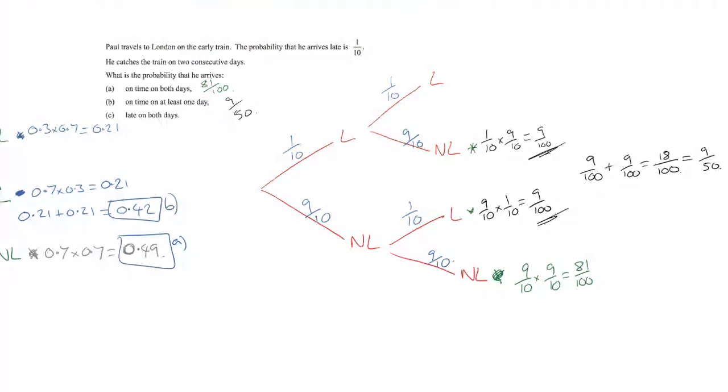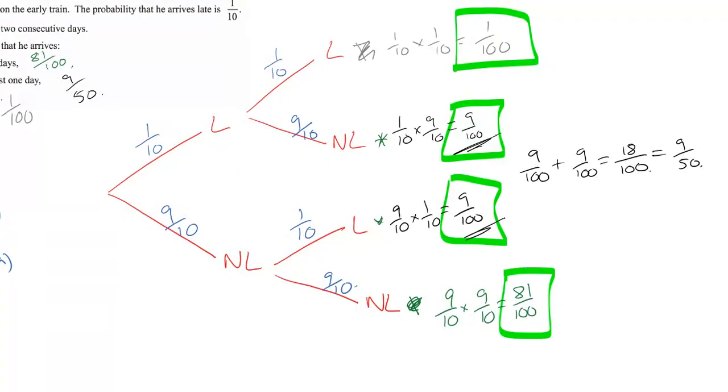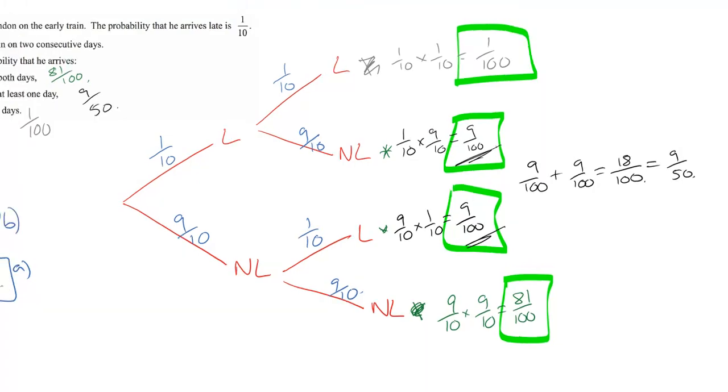Right, late on both days, well, we can find that out as well, can't we? That's going to be this thing here at the top. We're going to have 1 over 10 multiplied by 1 over 10, which is 1 over 100. So we can write that in straight away there. Now, a couple of things to point out is that all of these 4 different probabilities and branches from the tree should, if we work them all out, add up to 1. And of course they do in this case. We have to have them all adding up to 1, so we've considered every different possibility that there is.